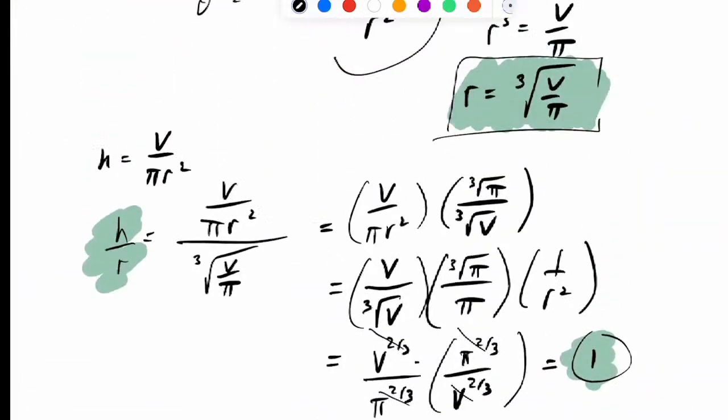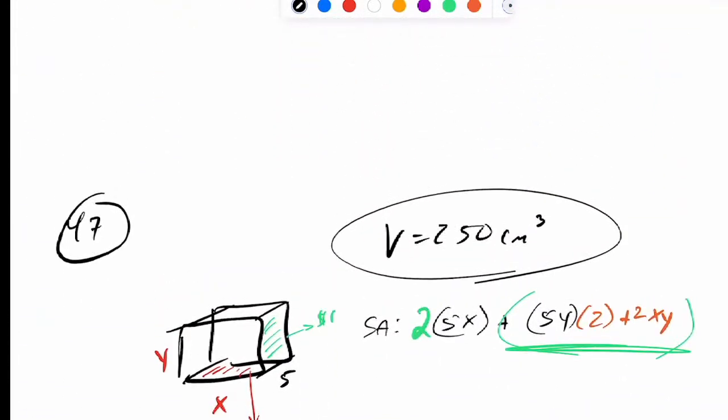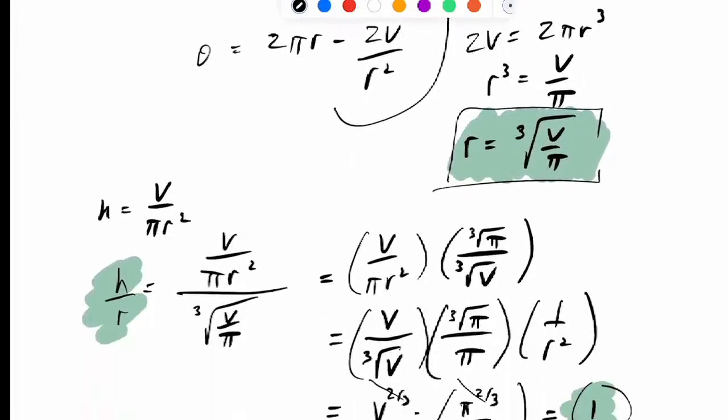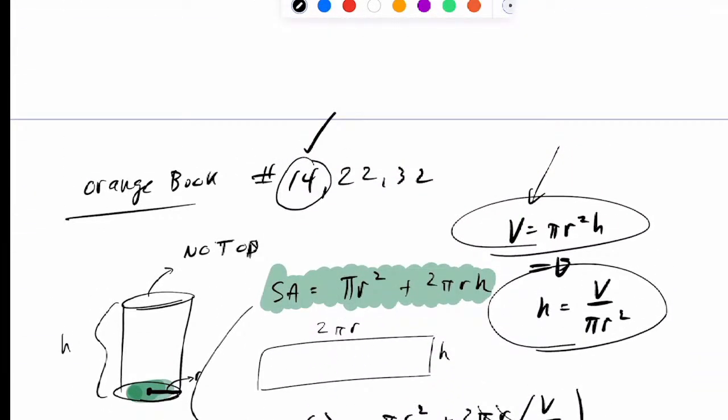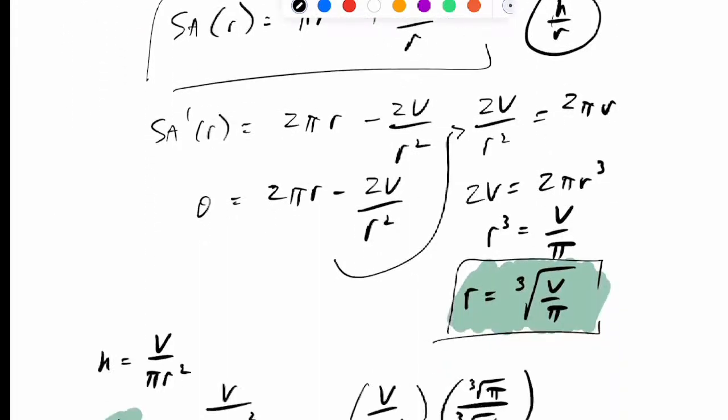Let's continue here. We want to do, what else was there? 22. Someone wanted 32 as well. I got a 32 here.